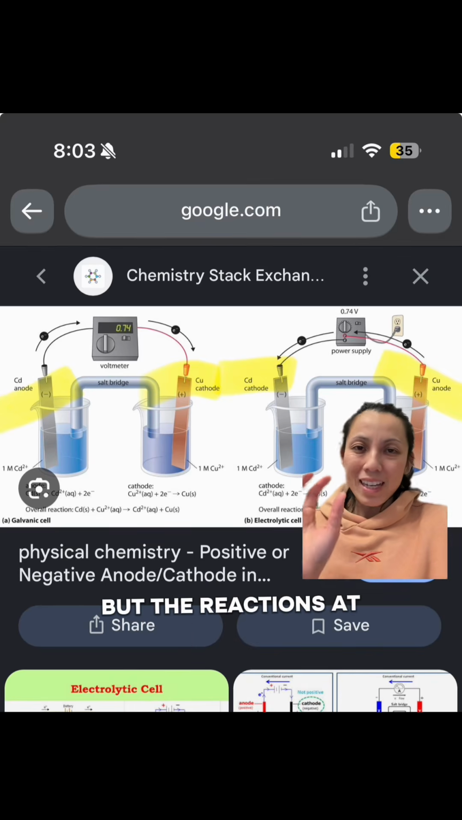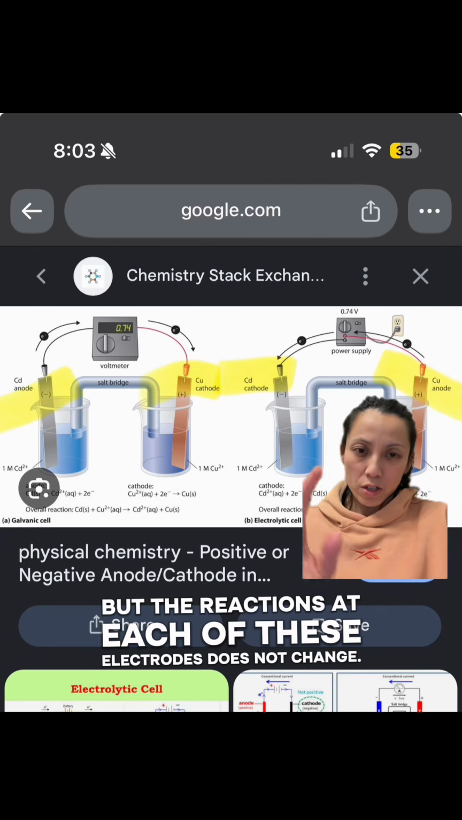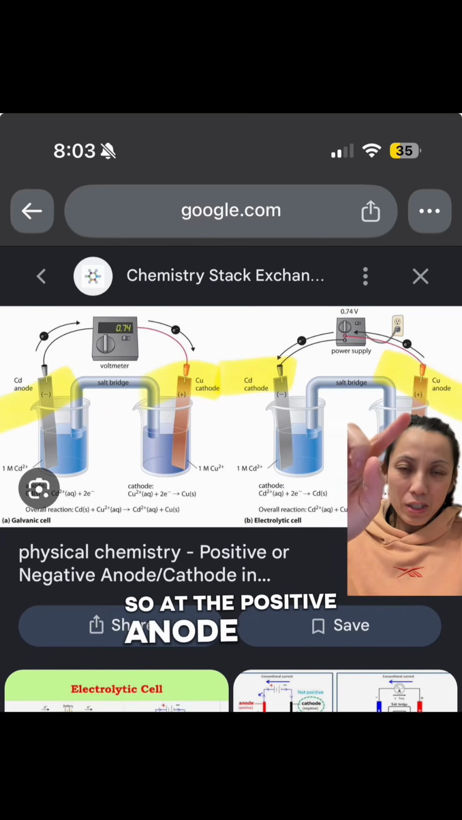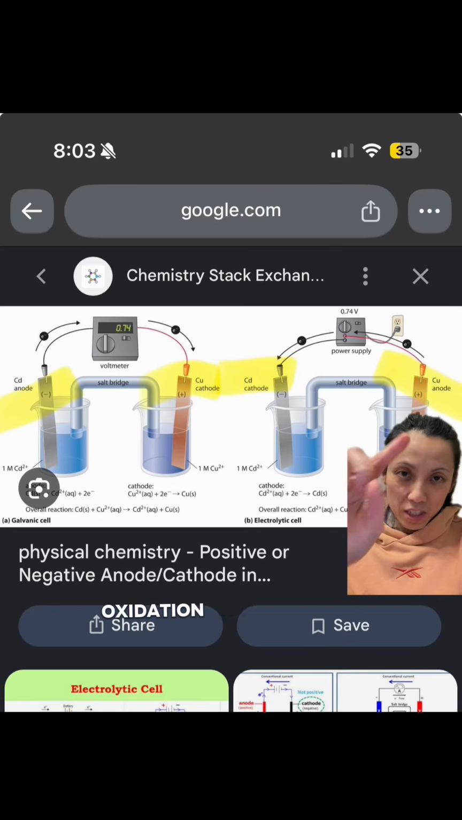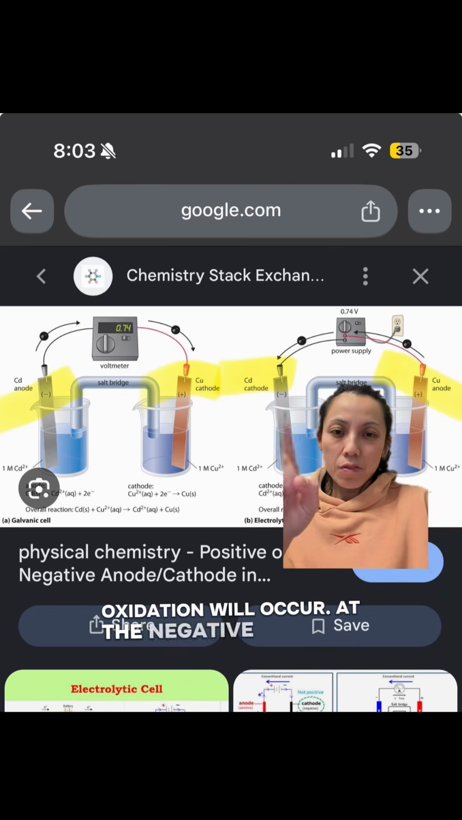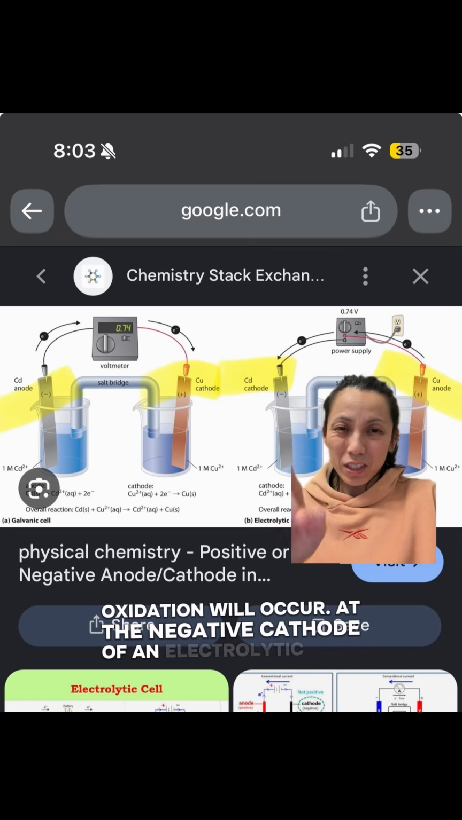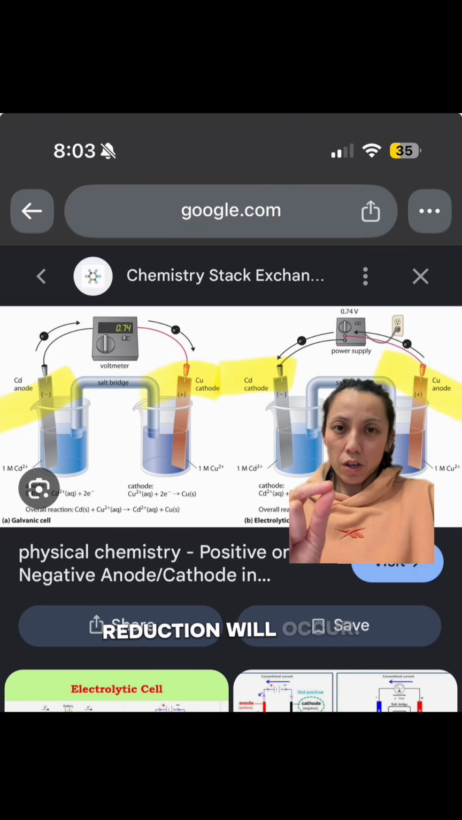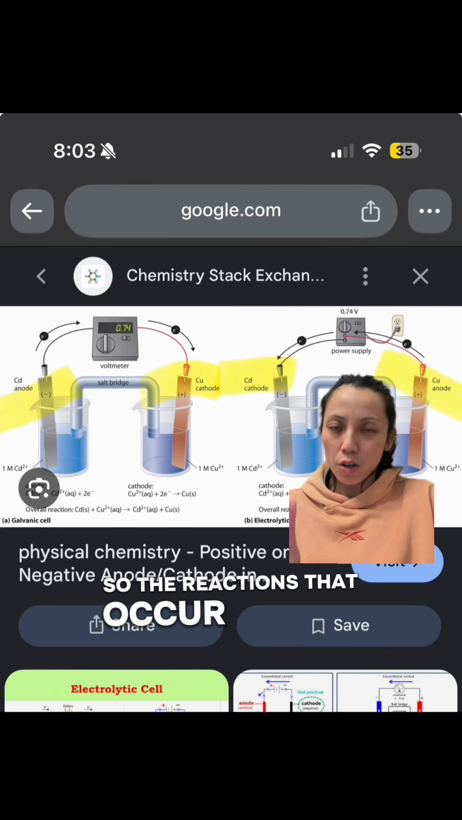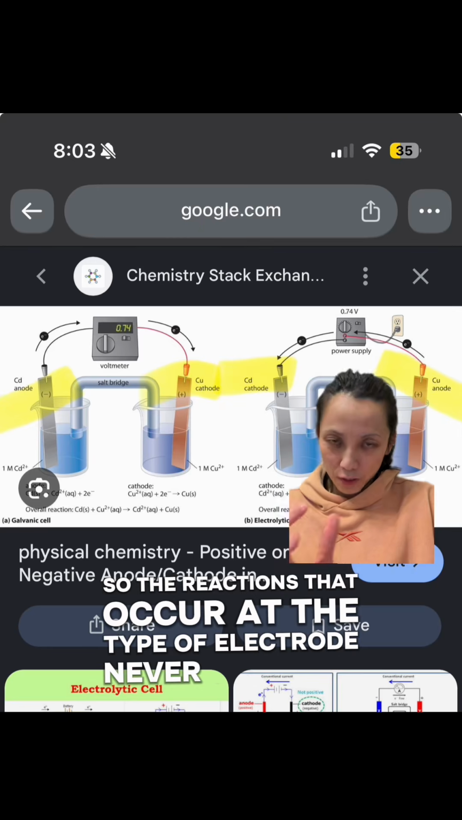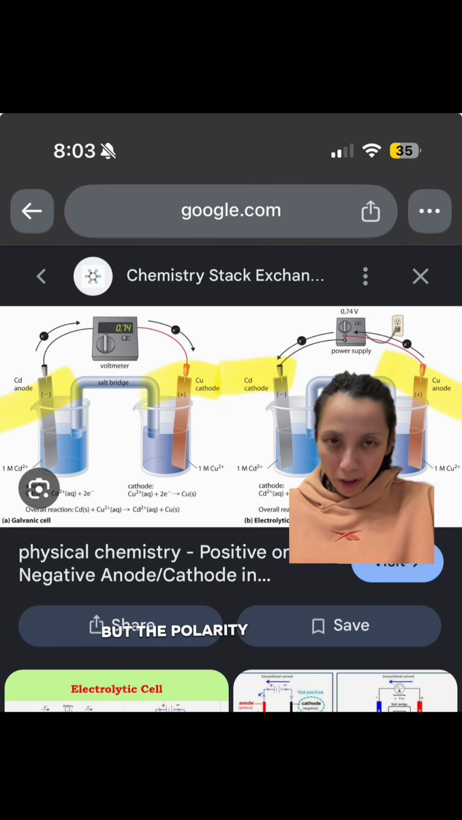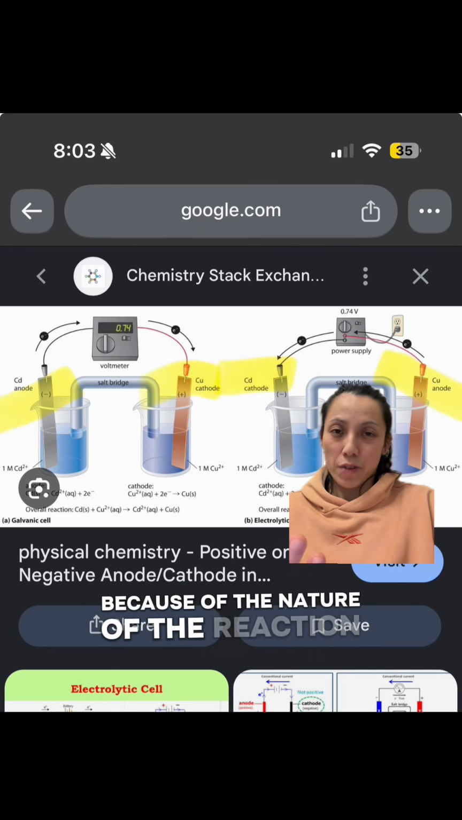But the reactions at each of these electrodes does not change. So at the positive anode in an electrolytic cell, oxidation will occur. At the negative cathode of an electrolytic cell, reduction will occur. So the reactions that occur at the type of electrode never changes, but the polarity will change because of the nature of the reaction that's occurring.